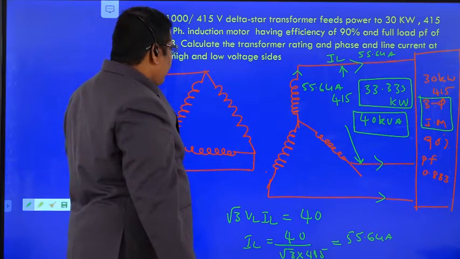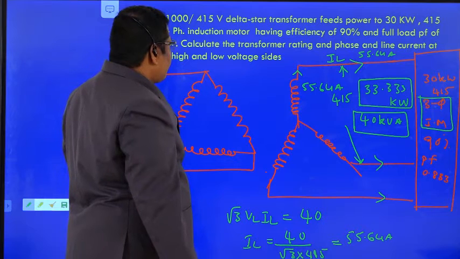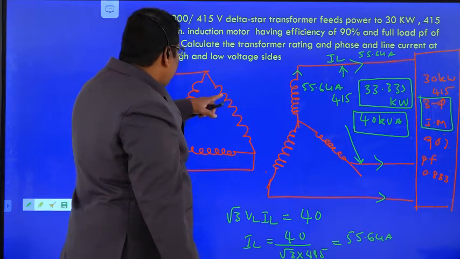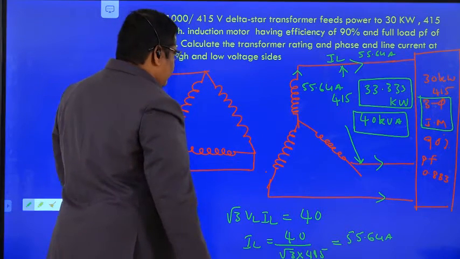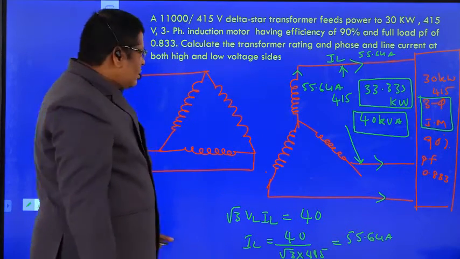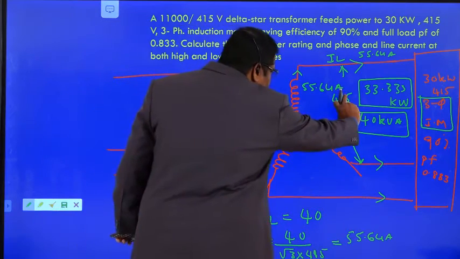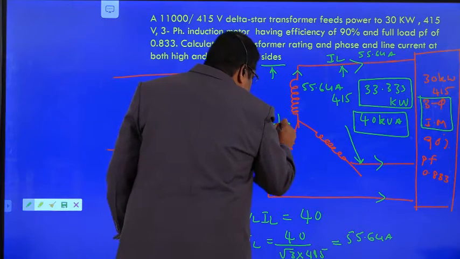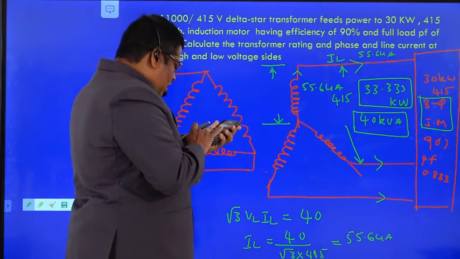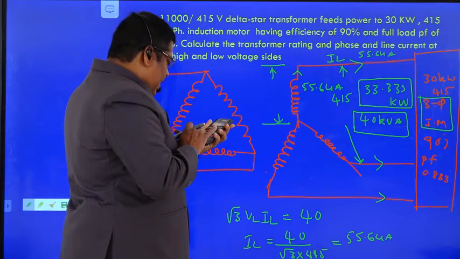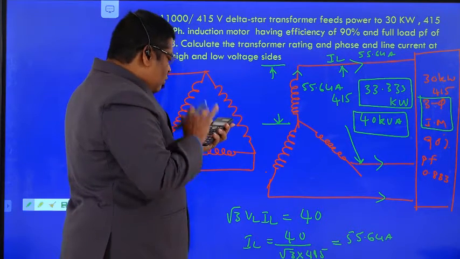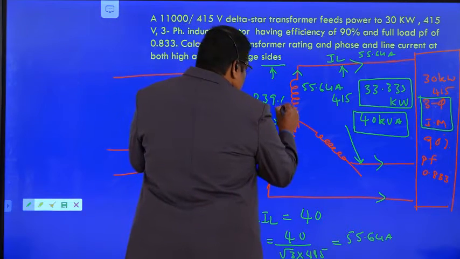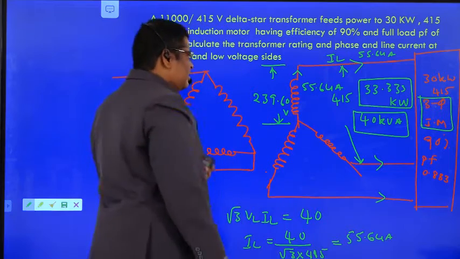Now come to the primary voltage. See here, the line to line voltage is 415 volts, but when you come to the phase voltage of the secondary winding, which is connected in star, 415 divided by 1.732, you are getting 239.60 volts. This is the phase voltage.